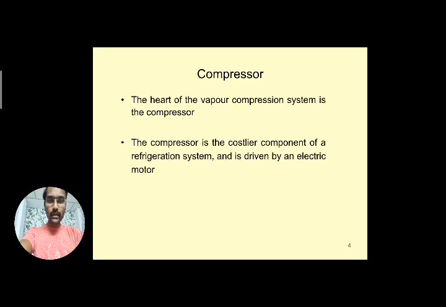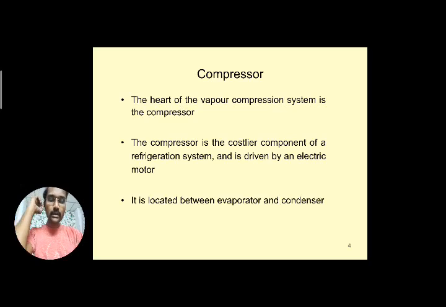As already discussed previously in the differences between the VCR and VAR systems, the vapor compression system is costlier than the vapor absorption system. Why? Because the VCR system contains the compressor component, which requires a lot of mechanical components and electrical connections. So it is costlier than the vapor absorption system, where the compressor is absent. Since it is driven by an electric motor, the compressor is a costlier component in the refrigeration system.